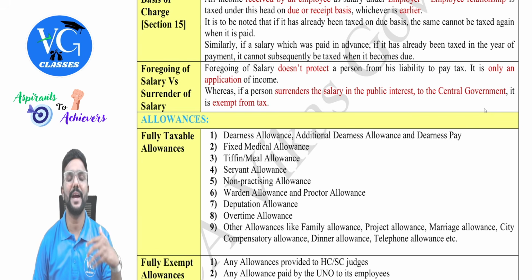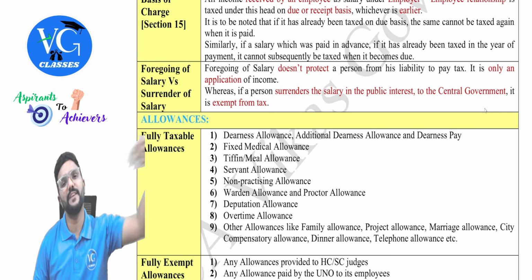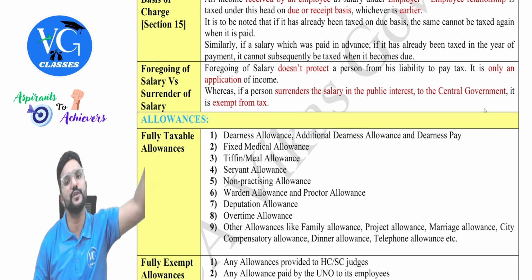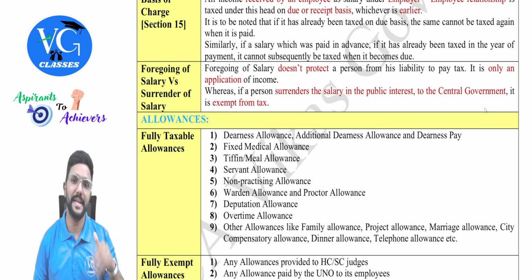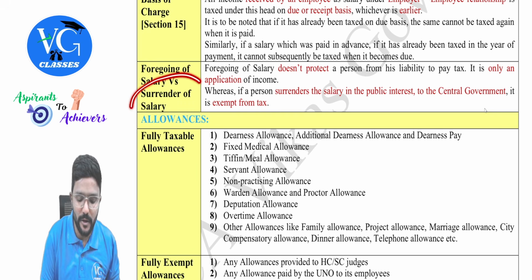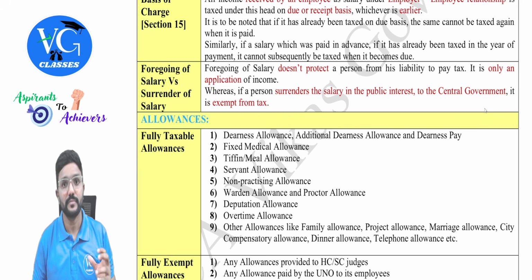For example, assume I am working in Infosys company. I am asking my employer to use that money for any charitable purpose or for Infosys Foundation purpose. Will it exempt from tax for me? No, I need to pay it. Maybe I can claim deduction under section 80G, but straight away will salary income be exempt for me? No.